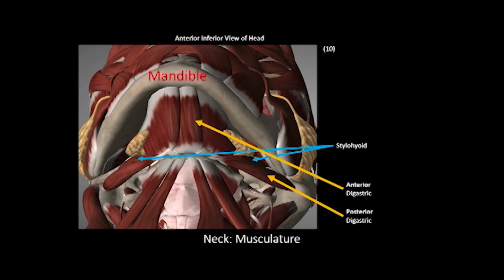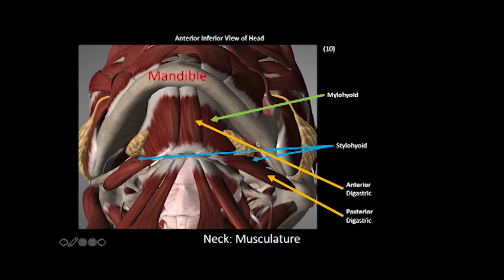Then we have the stylohyoid bone. This is attached to the styloid process of the temporal bone and the hyoid bone. So a lot of these muscles, the names indicate what their attachment points are. This is innervated by the facial nerve, helps to elevate and retract the hyoid, as well as depress the mandible.